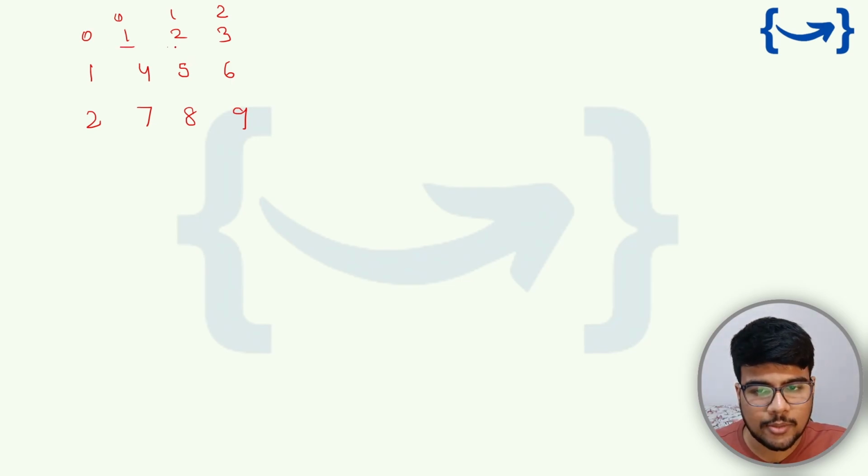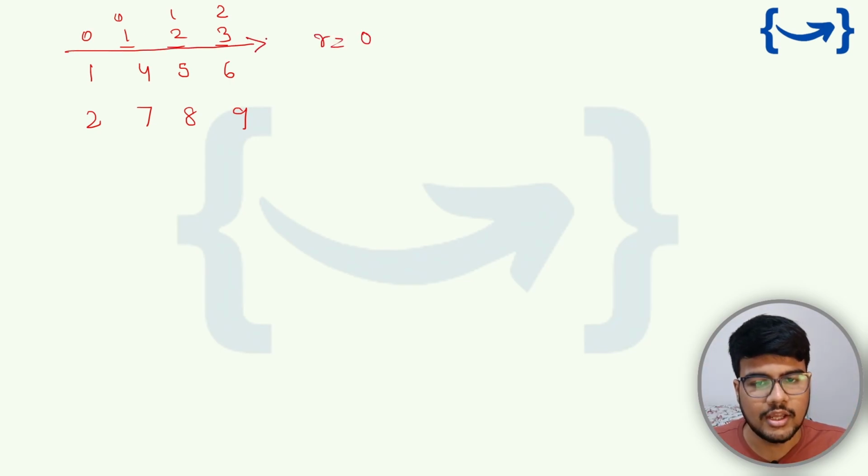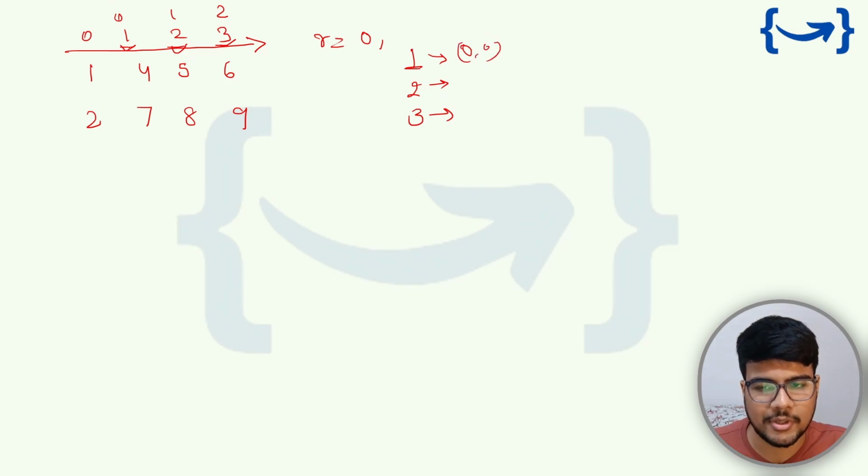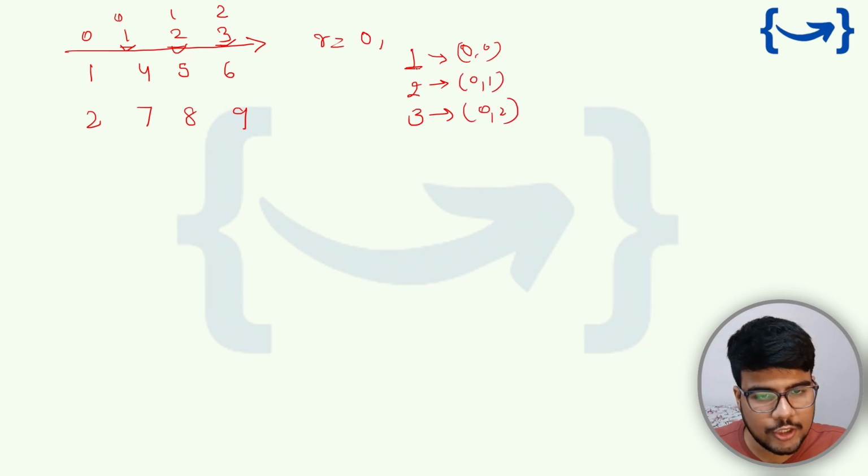Now I need to find the sum of each row. Let's take the 0th row, which would be this one. From 0, I need to fetch the values 1, 2, 3. Let me write the coordinates as well. For this one, the coordinate is 0, 0. If you hit 0, 0 in this 2D matrix, it is occupied by 1. Similarly, 0, 1 is occupied by 2 and 0, 2 is occupied by 3. And I need to find the sum of this.